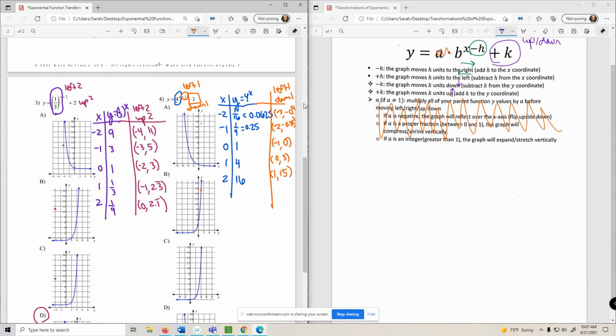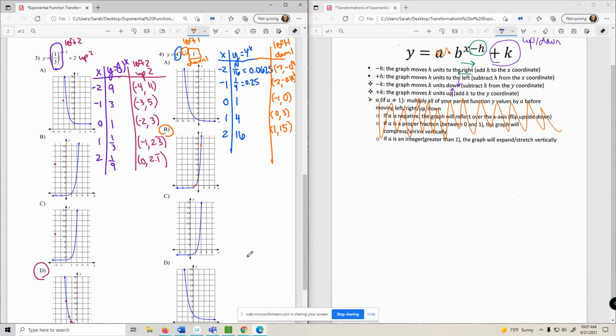Let's check the other points. 1, 4. Sorry, 0, 3. I'm backwards there. 0, 3, -1, 0. And then the fractional ones work out as well. So letter B is going to be our correct graph here. Checking the other graphs, letter C does not go through 1, 15 at all, and letter D does not go through 1, 15 at all.